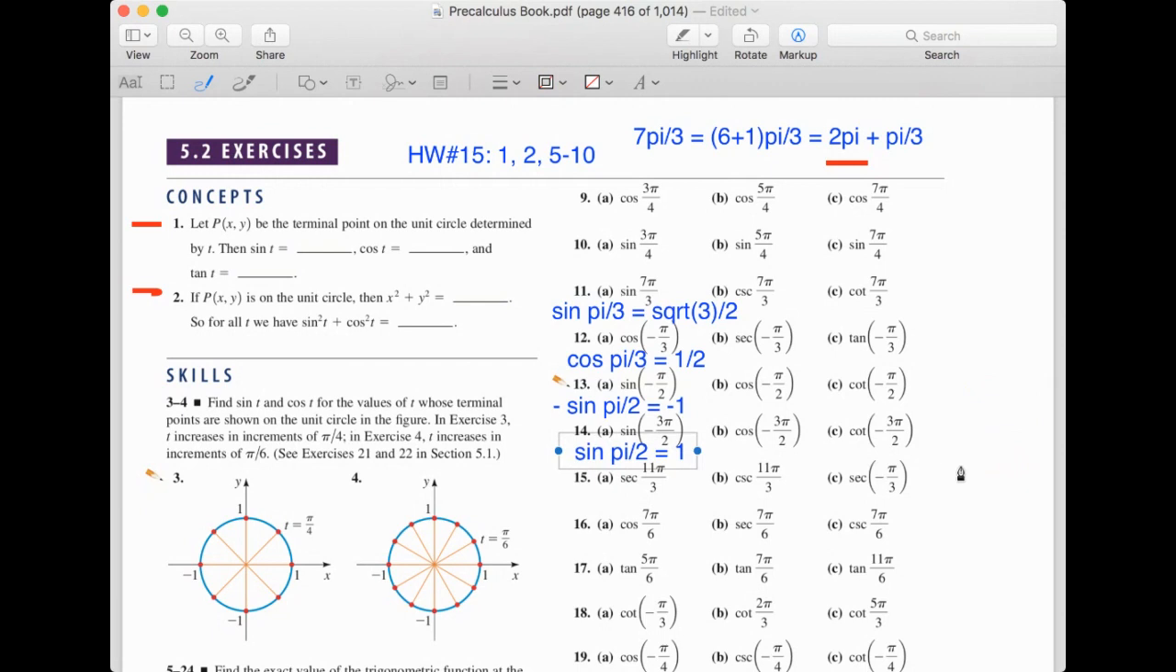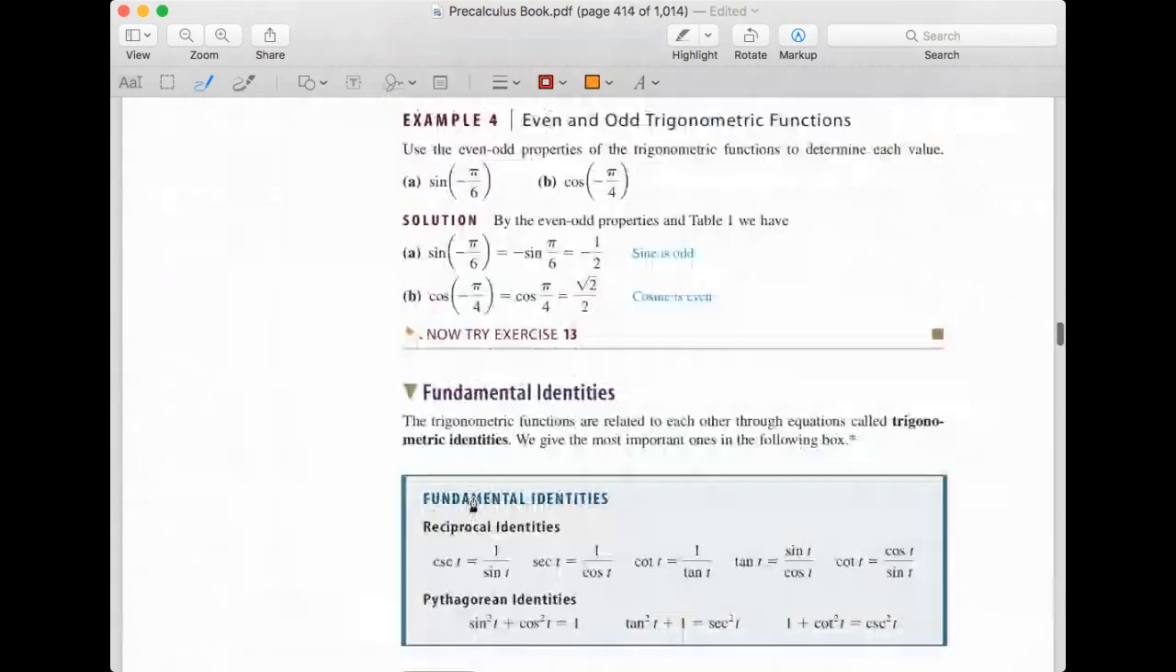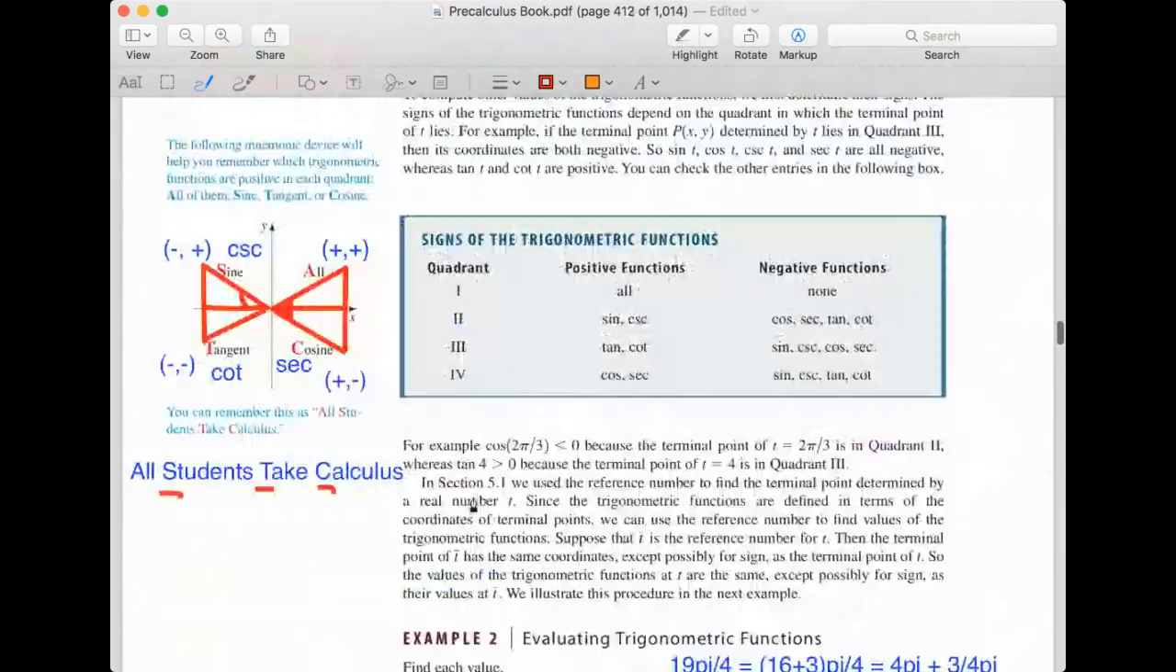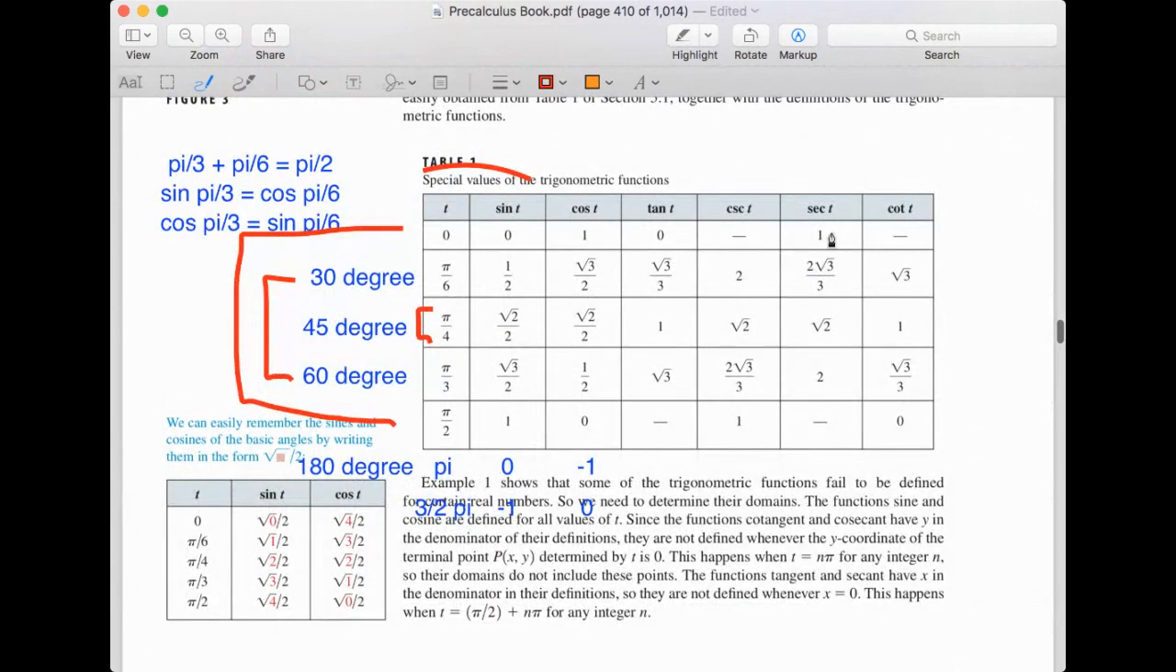Okay, so for doing your homework, try to draw the pictures. Try to draw the terminal point, then think about the reference number or reference angle. Then use this table of special values, values of special angles. Okay, anybody has any question? Yeah, trigonometry involves a lot, but once you get used to it, it's not difficult. It just seems overwhelming at the beginning.